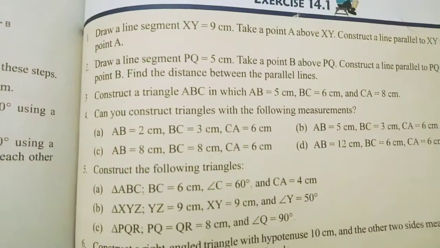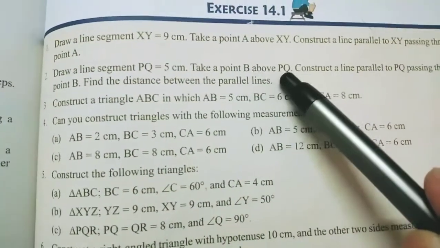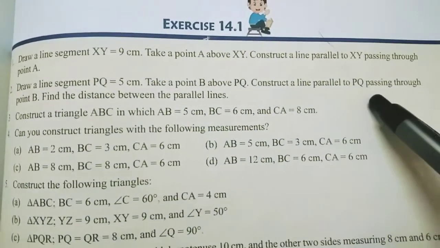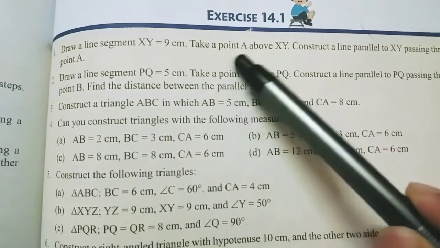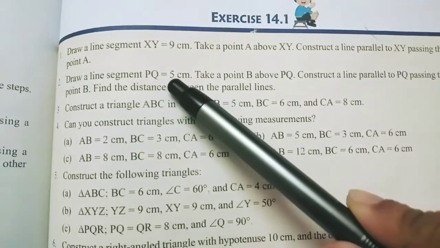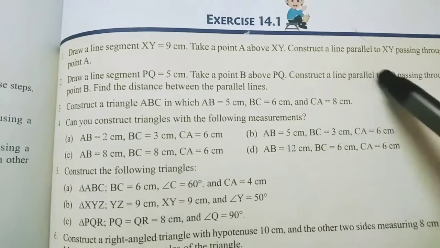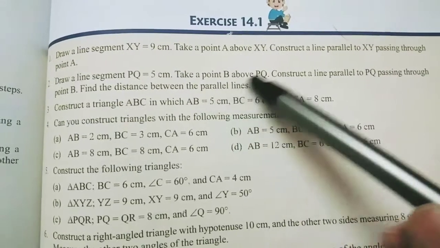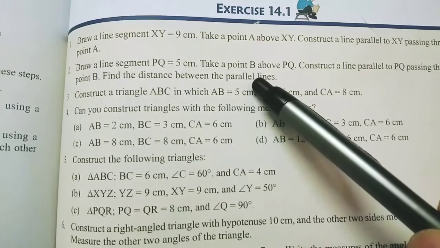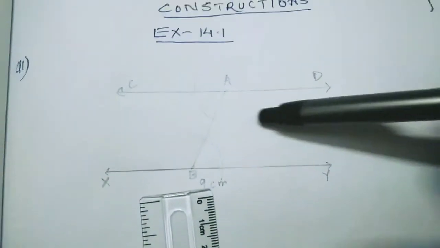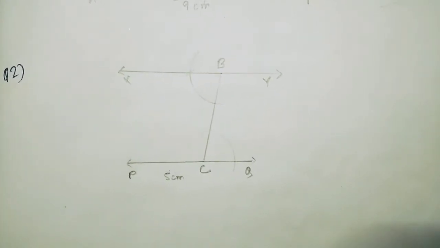In question number 2, what is given? Draw a line segment PQ equal to 5 centimeter. Take a point B above PQ. Construct a line parallel to PQ passing through point B. That means this is the same question as question number 1. You have to draw the PQ line of 5 centimeter, then take point B above it, draw the line passing through B, and find the distance between the two parallel lines like this, and write the distance. Understood? Here you can see I have drawn question number 2.